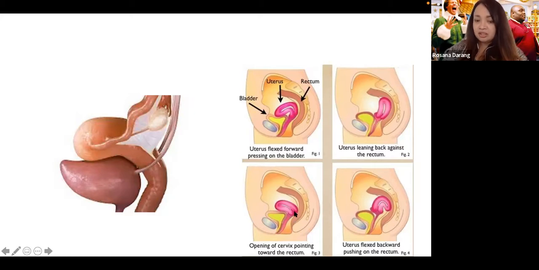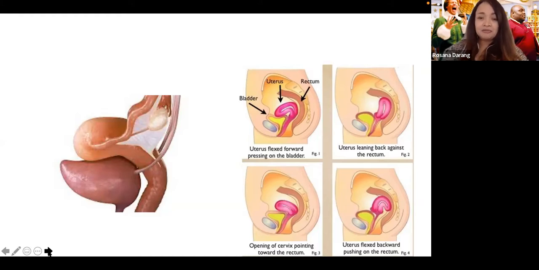And here it looks like a normal posture, but the cervix is not facing down the vagina, it's facing the back, toward the rectum. Here is a retroflexed uterus, where the uterus is flexed backward. There's not much clinical significance of this, but it is associated with really painful periods, dysmenorrhea.